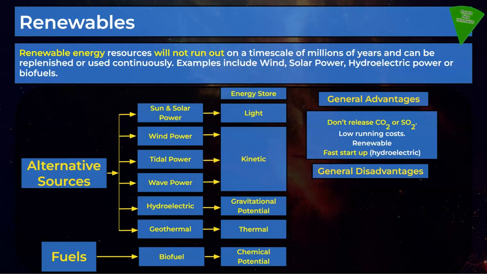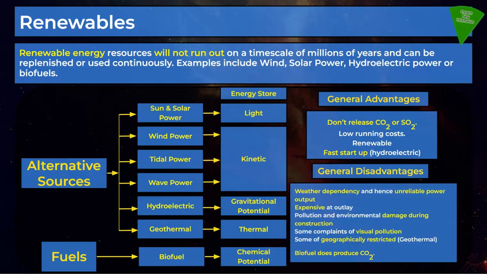If we talk about general advantages and disadvantages of each of these, the big one is that the majority of them, with the exception of biomass, don't release CO2 or sulfur dioxide, so they don't cause global warming or acid rain. They typically have much lower running costs, and very obviously being renewable is an advantage itself, and some of them have very fast startup times, like hydroelectric.